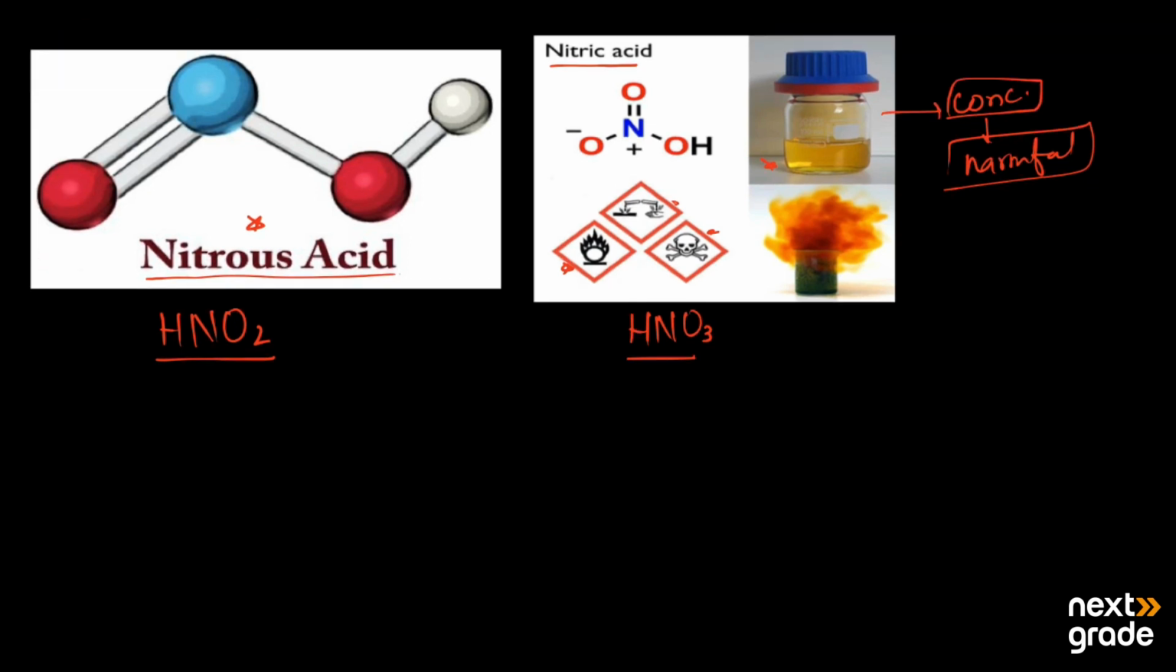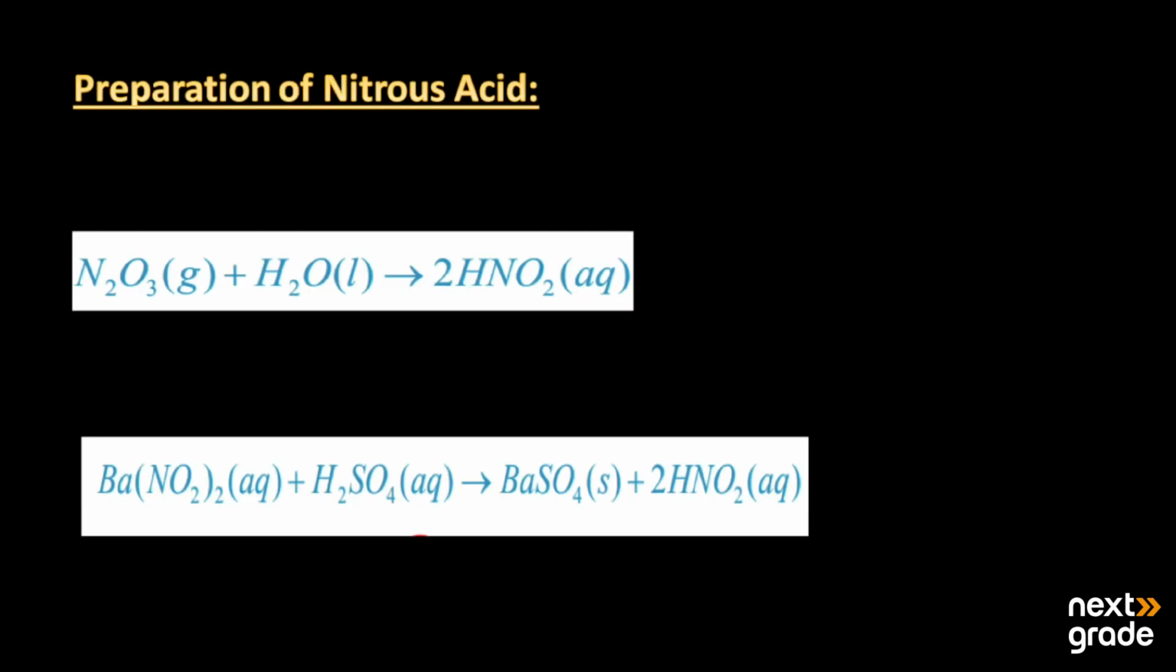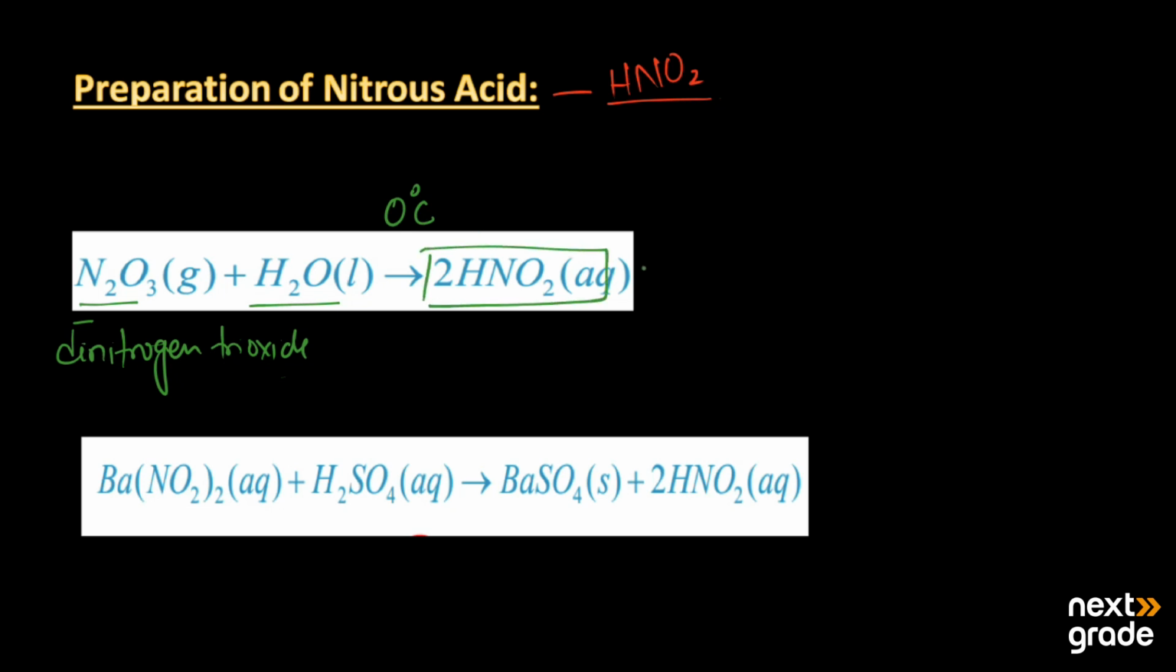So let's start with the first oxyacid of nitrogen, which is nitrous acid. Its simple formula is HNO2. How can we prepare this nitrous acid? We can prepare it by a simple method, by dissolving dinitrogen trioxide. When it reacts with the water molecule, and we keep the temperature at 0 degrees Celsius, the product we gain is nitrous acid in its aqueous form. This is its first method.